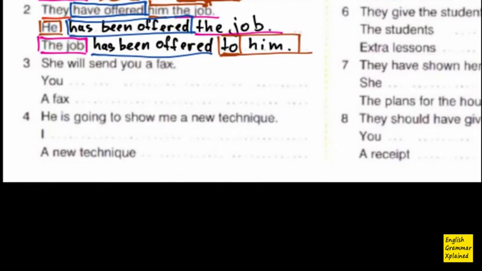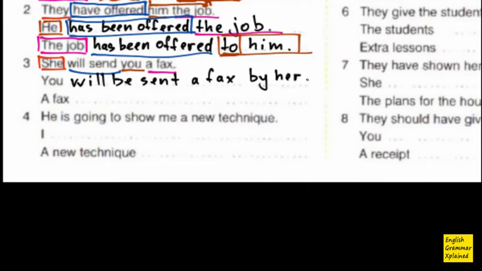Okay, number 3. She will send you a fax. Same thing here. She, the subject, then I have the main verb in simple future, then I have this indirect object, and then I have the direct object here. So, you will be sent a fax by her. Here I place the agent because I consider its importance.